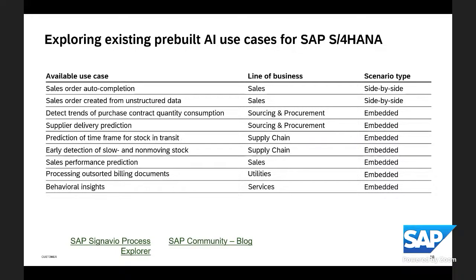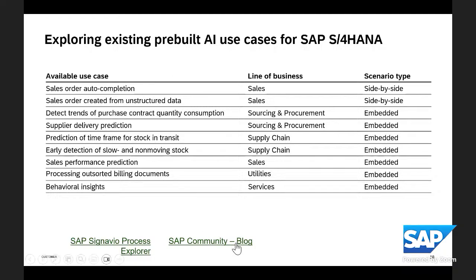Another sales example is about automatic generation of sales orders from unstructured data. For example, if you have a PDF or an image file which contains information such as a purchase order, ISLM will allow you to create a sales order automatically based on this kind of unstructured data. So this is not a complete list, but just to give you an idea of what kind of scenarios you can anticipate, and what kind of capabilities come out of the box in S/4HANA.